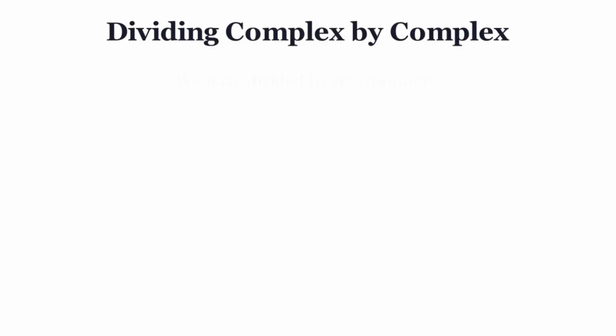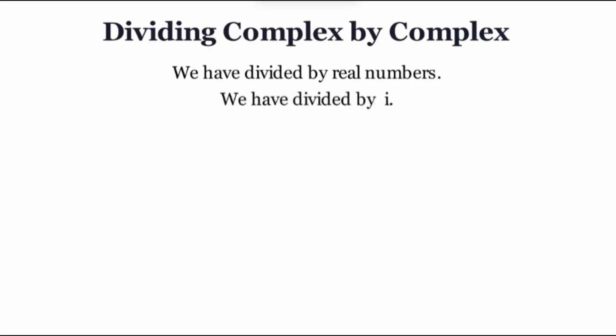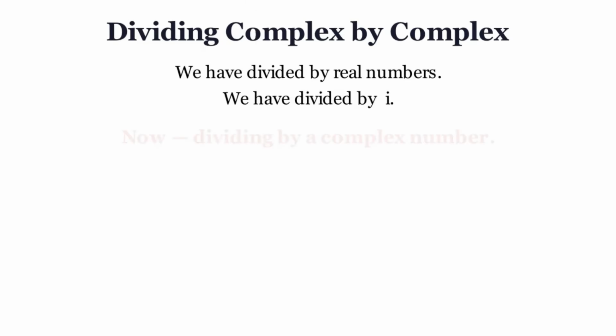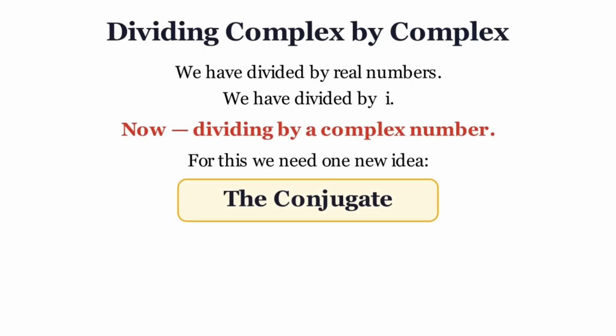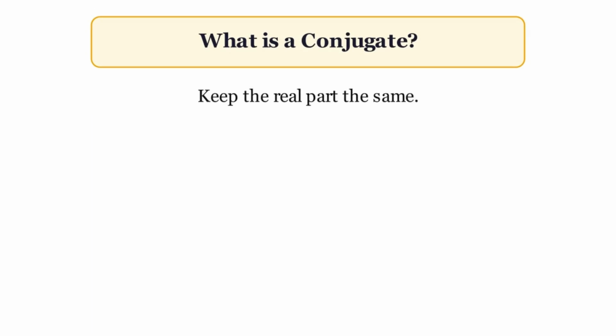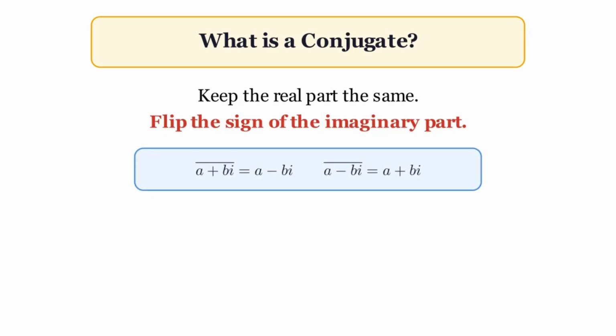Up until now, we have been dividing complex numbers by real numbers and by i. Those were warm-ups. Now, we tackle the real challenge, dividing a complex number by another complex number. And to do that, we need one new idea, the conjugate. What is a conjugate? The conjugate of a complex number is simple.